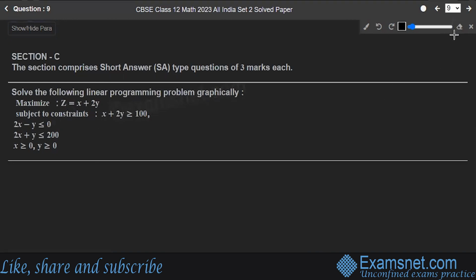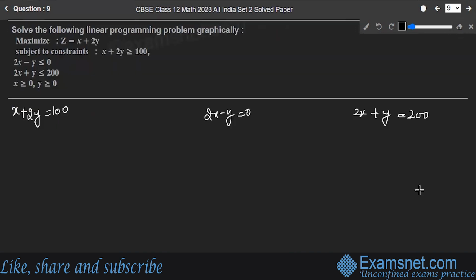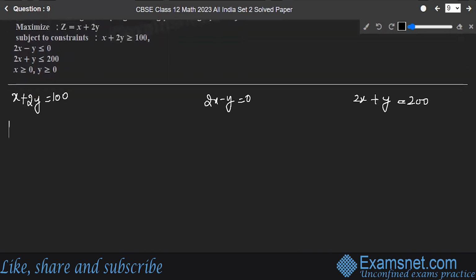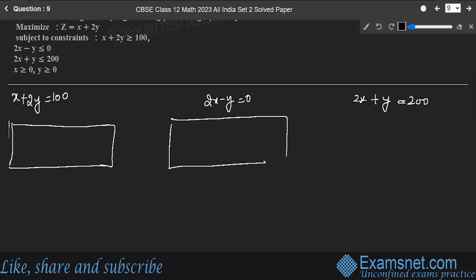So if 3 constraints are given to me, then first of all, I'll change the inequalities to equations. Okay, this is the first one: x plus 2y is equal to 100. Then you have 2x minus y is equal to 0. Then you have 2x plus y is equal to 200. Let's make the table for the 3. So here is for the first one, second, third.